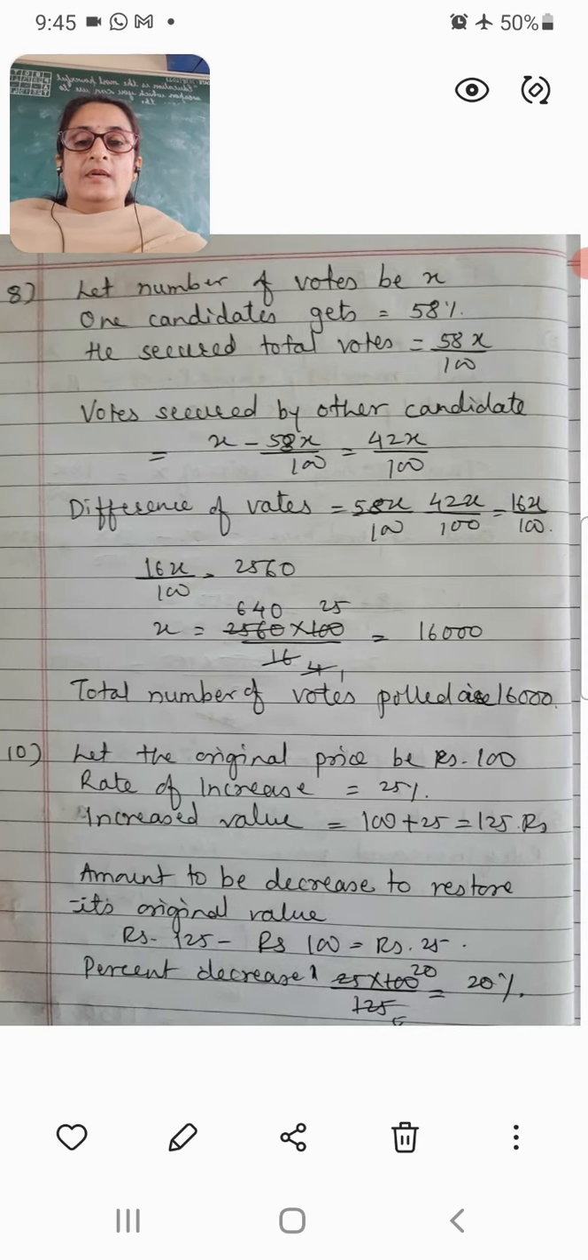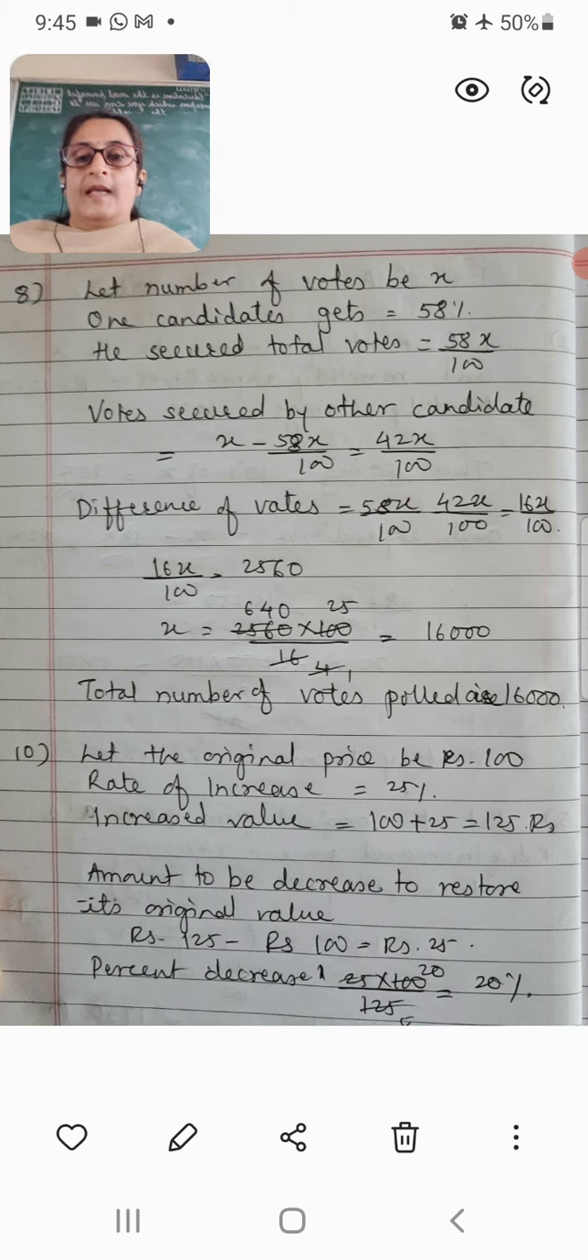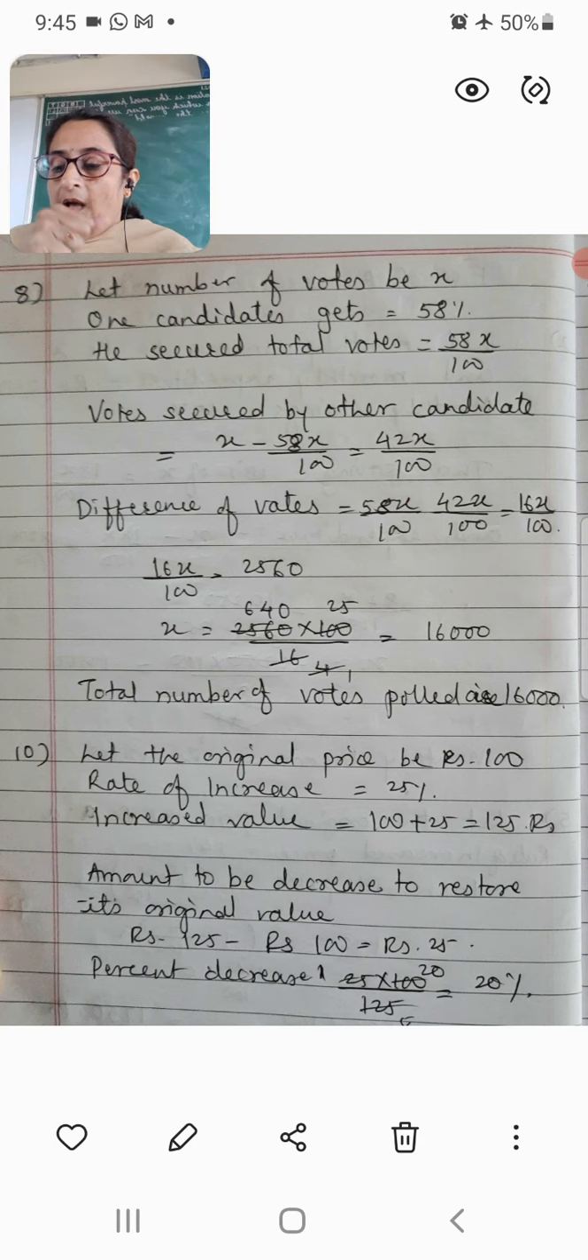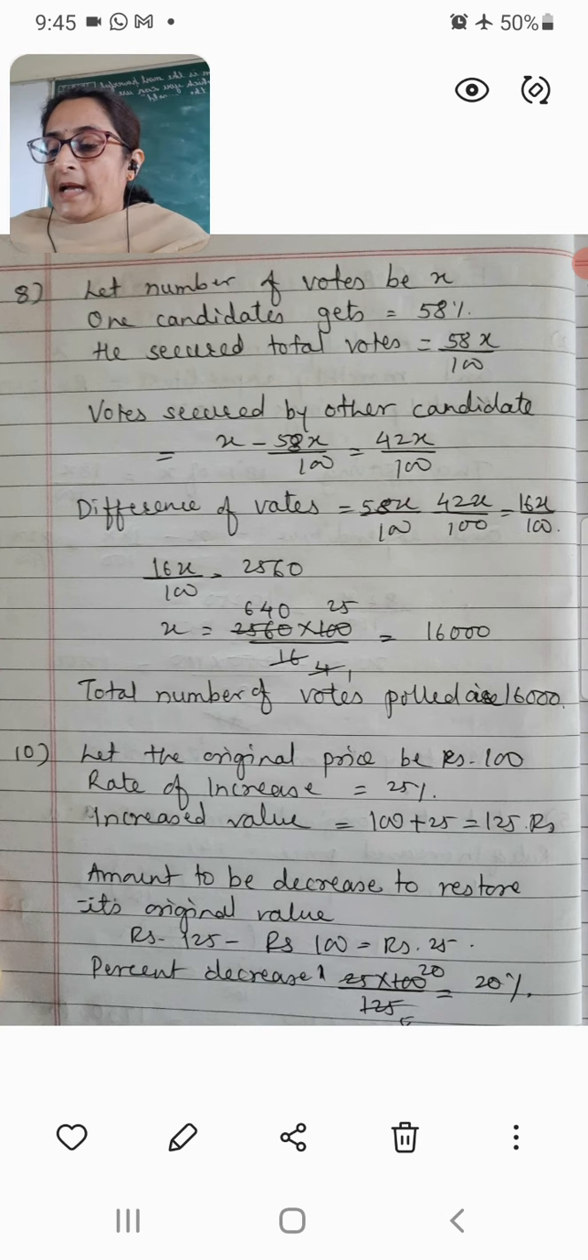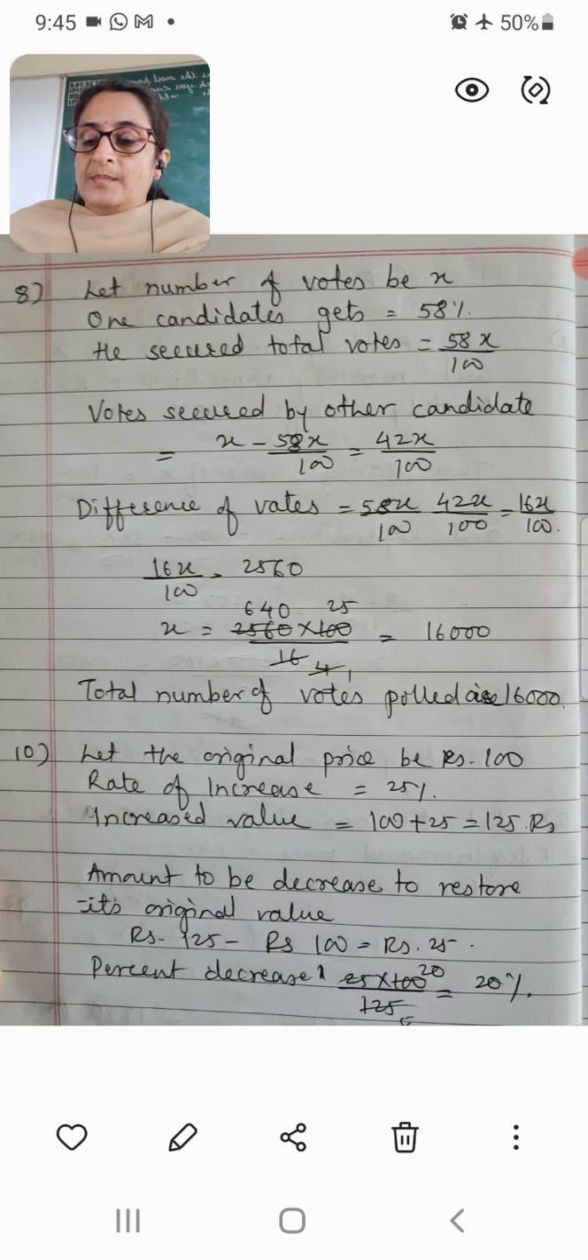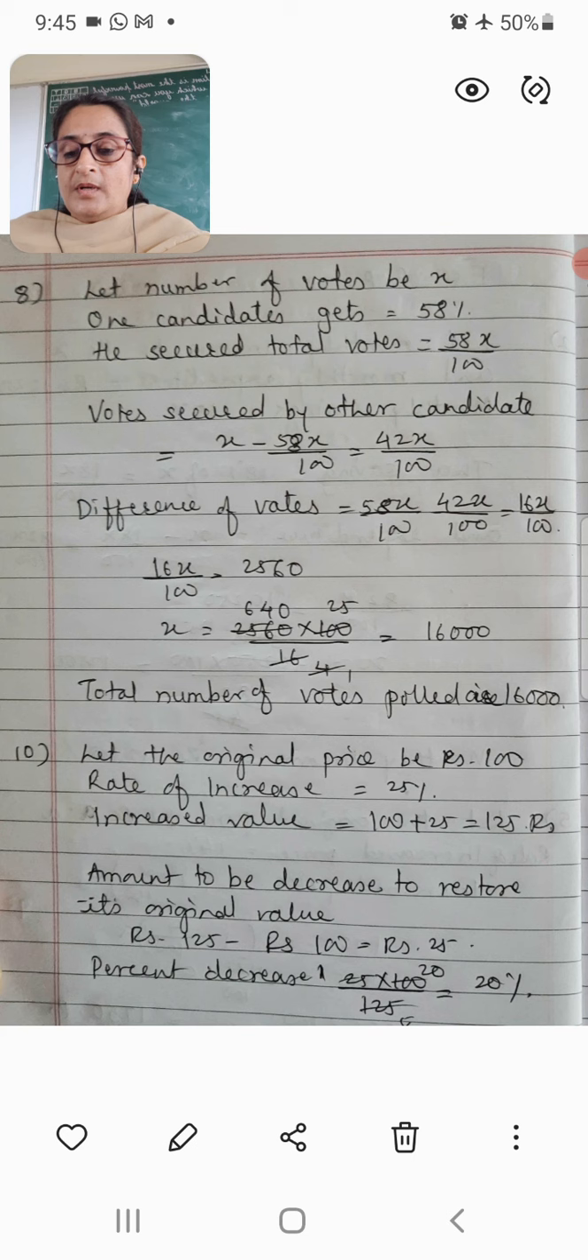Okay. Now let us move to question number 8. Listen to it. Two candidates contested an election. One of them secured 58% of the votes and won the election by a margin of 2,560 votes. How many votes were polled in all?